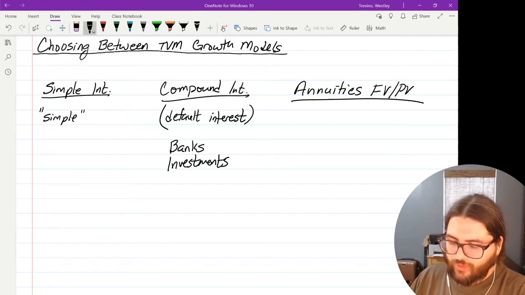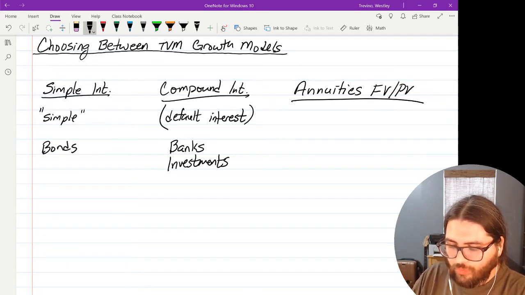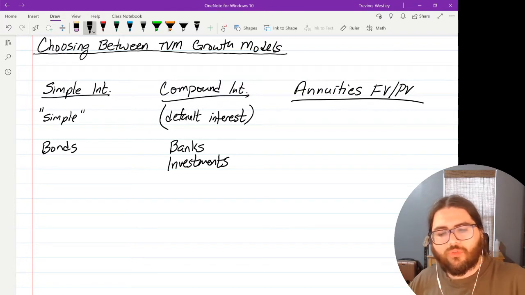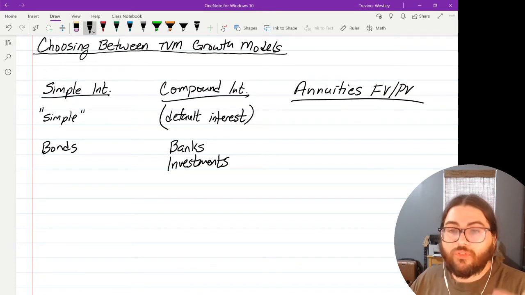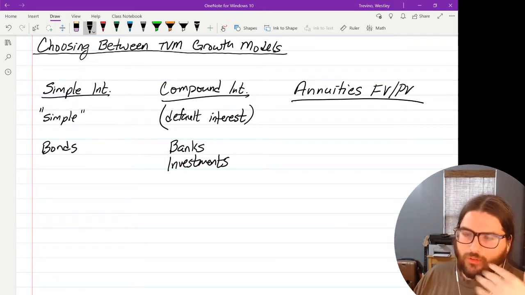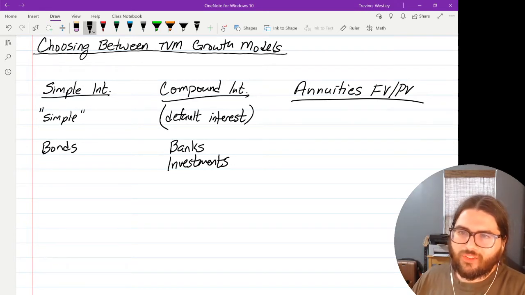Simple interest scenarios, we saw this with bonds. There are certain kinds of bonds that we would not do this for, but most of the bonds we talk about in this class we think of as simple interest because of the coupon payments. We think of the coupon payments as interest, and since the coupon payment is exactly the same every time, that would be a simple interest.